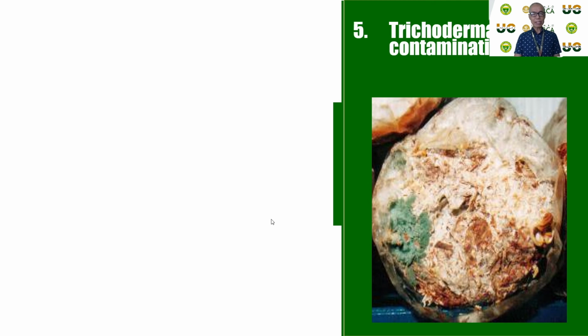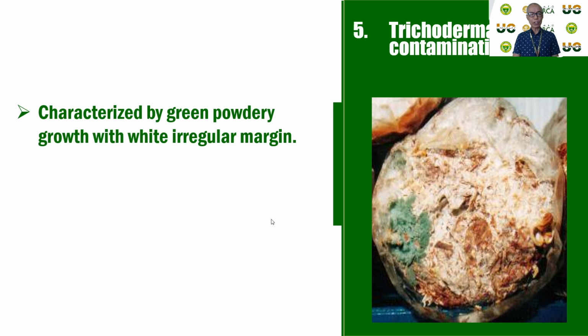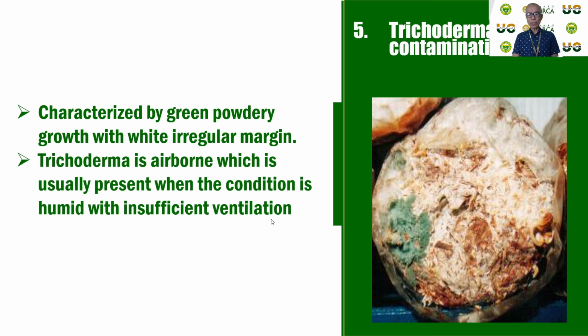Another problem is Trichoderma contamination of the fruiting bag. The growth of Trichoderma is characterized by green powdery growth with a white irregular margin. This fungus is usually airborne and present when the condition is humid with insufficient ventilation.